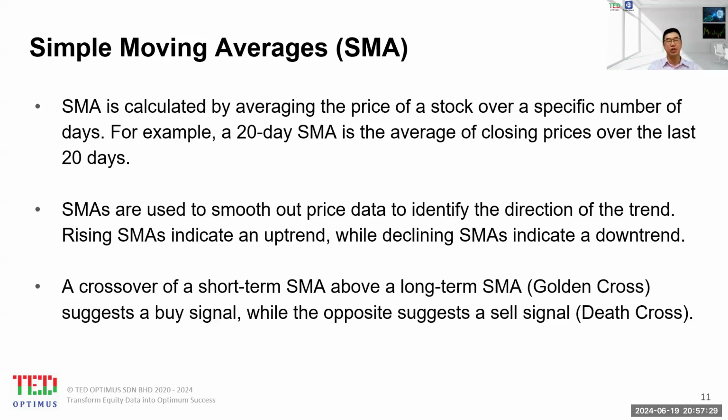The crossover of a short-term SMA above a long-term SMA, we call it golden cross, suggests a buy signal, while the opposite suggests a sell signal. That means if the short-term SMA cuts from above and goes through a longer-term SMA, this is called a dead cross. So from the name, golden cross is like you get a pot of gold. Dead cross is like, not something good. Later on, we use the chart to show, okay?